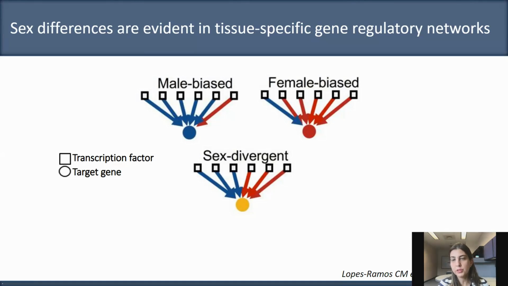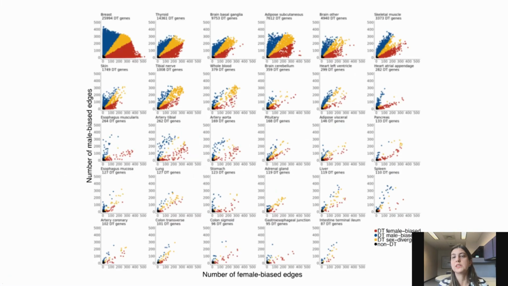So we looked for these differentially targeted genes across all tissues. As expected, you can see at the top, the first plot is breast. So breast was the tissue with the highest number of differentially targeted genes, followed by thyroid and brain. At the end here, you see a lot of tissues from the gastrointestinal tract. So these tissues had the fewest differentially targeted genes.